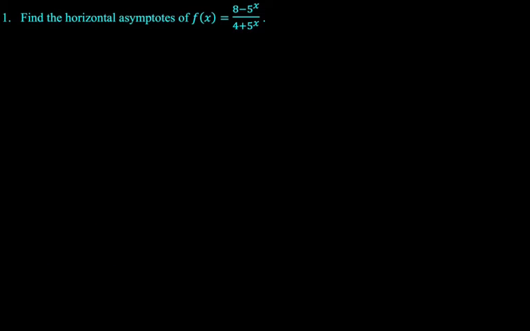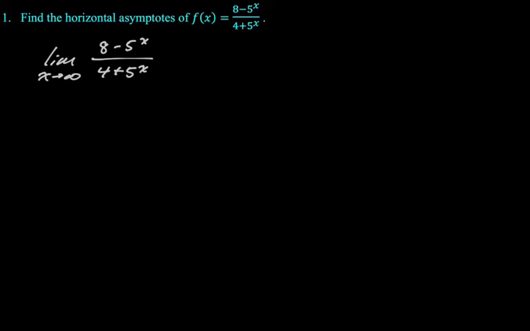Let's take a look. Number 1, find the horizontal asymptotes of f of x equals 8 minus 5 to the x over 4 plus 5 to the x. The most important part of this problem is really that this is not a rational function, which means it can have two different horizontal asymptotes, and we have to consider that. So we've got to go to infinity and negative infinity. Let's go to infinity first. So I have the limit as x approaches infinity of the given thing.